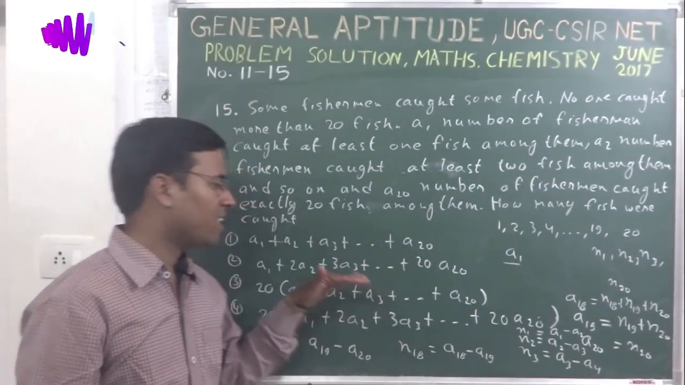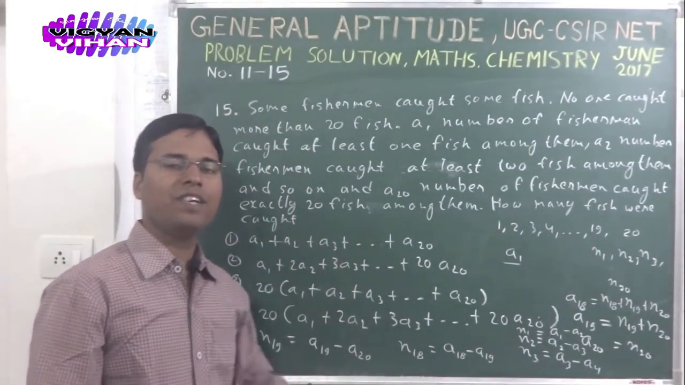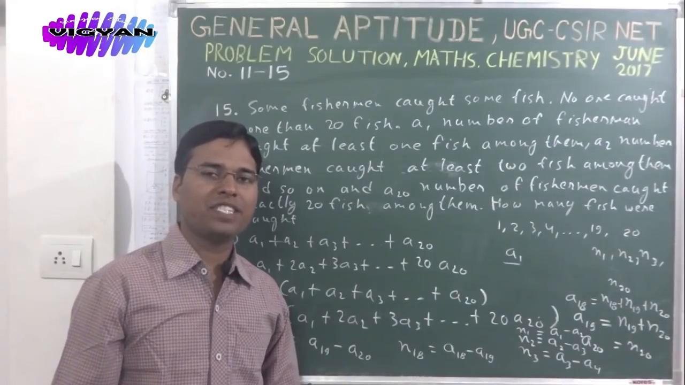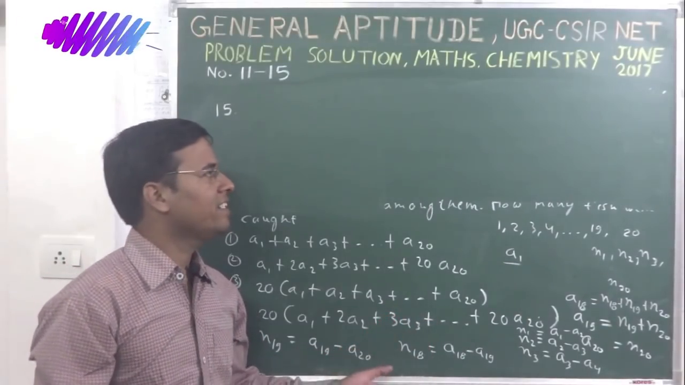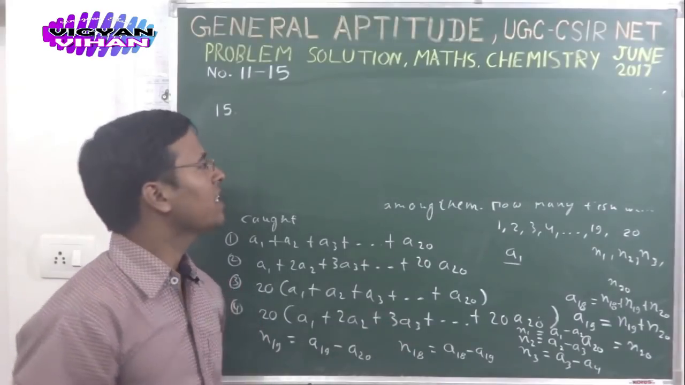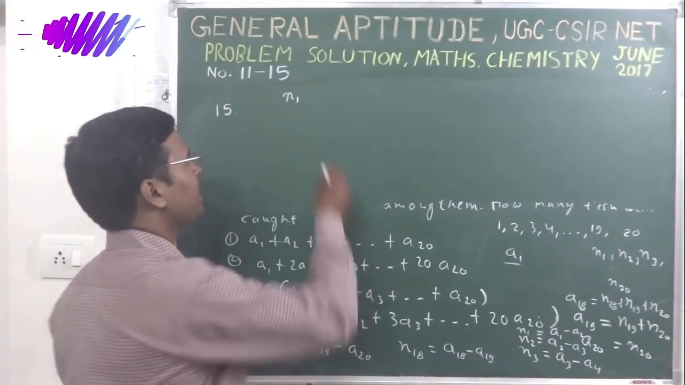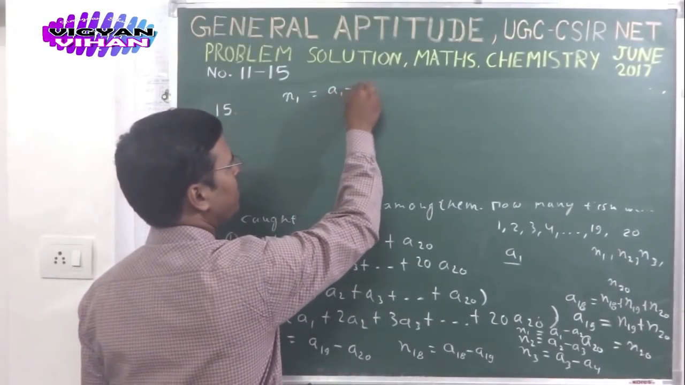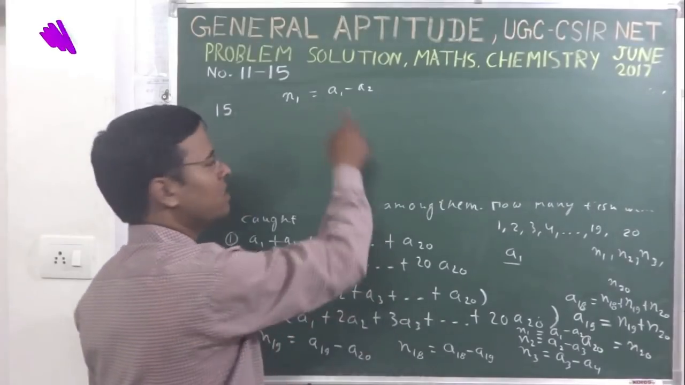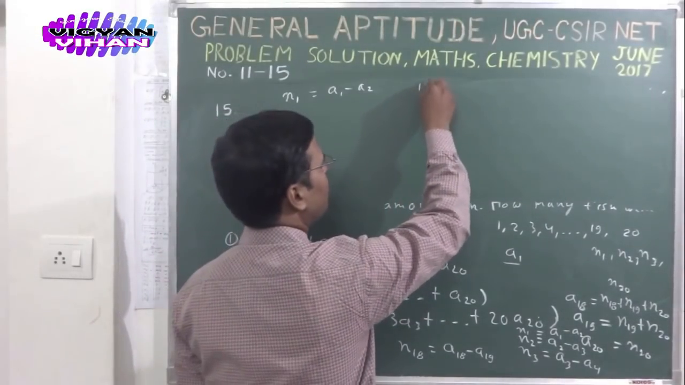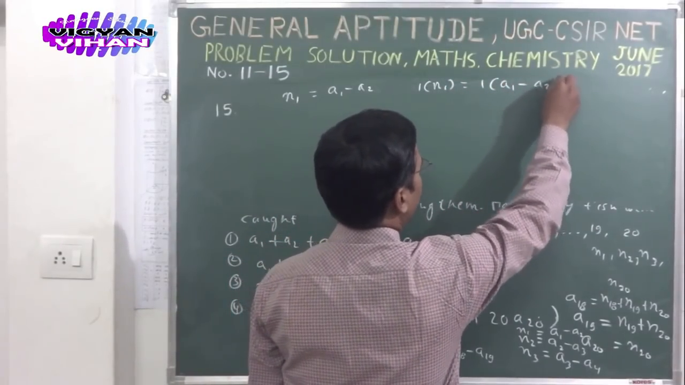There are 4 options given, and we will have to calculate how many fish were caught. So we will have to count the total number of fishes caught by these fishermen. Now you can understand it, and in the series we will get the number of fishermen who caught only one fish each is N1. It can be calculated by A1 minus A2. So the total number of fishes caught by these fishermen would be equal to 1 multiplied with N1, so 1 multiplied with A1 minus A2.